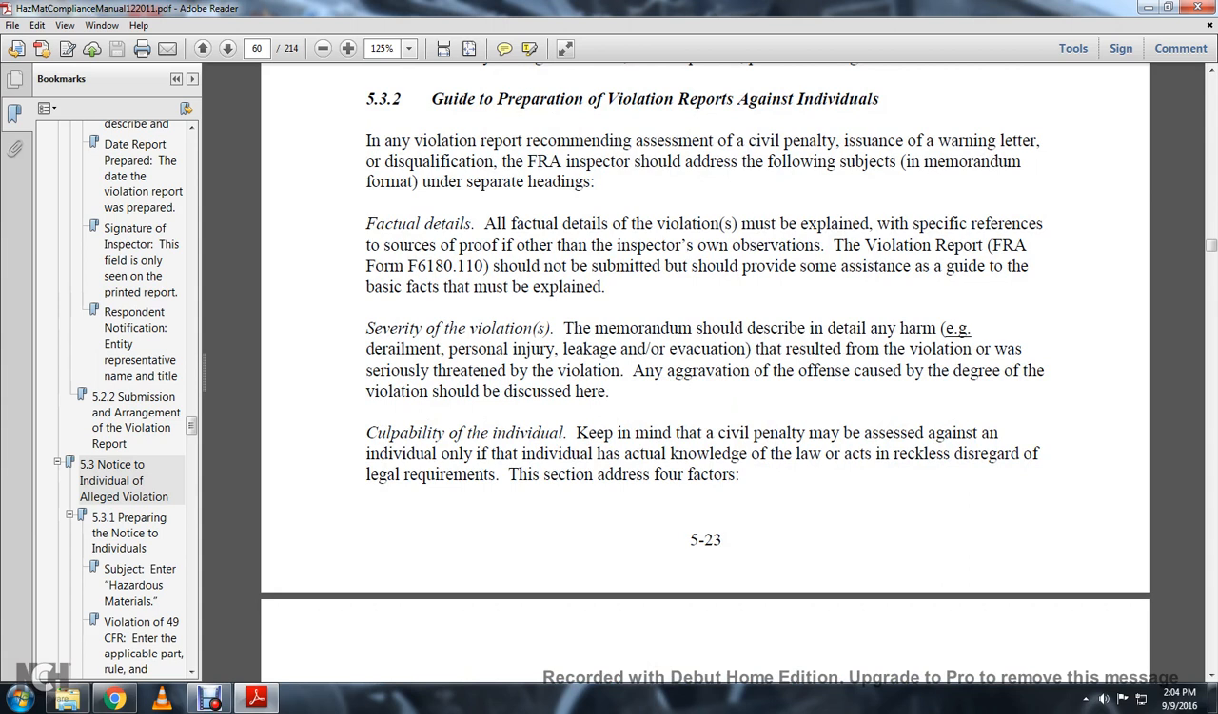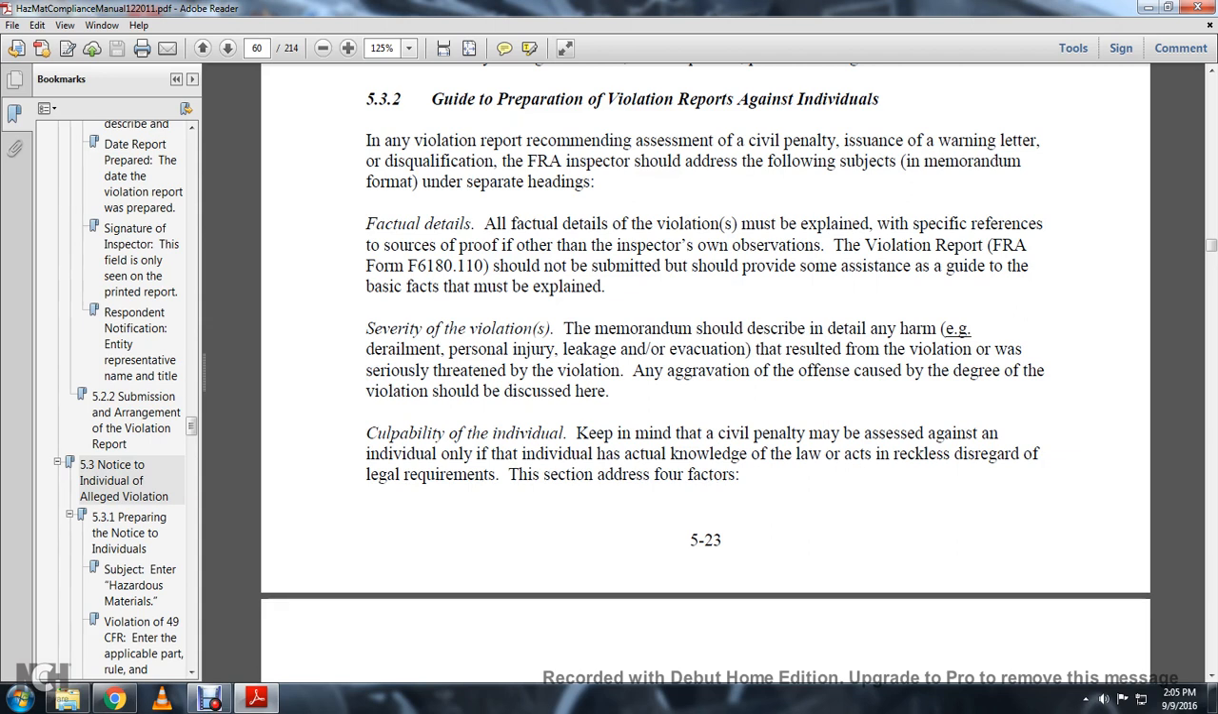If the violation recommendation is for a civil penalty, a warning, or a disqualification, the FRA inspector should address the following subjects in memorandum format under separate headings. Factual detail: the factual detail of the violation must be explained with specific reference to the source of the proof, including the inspector's own observation. Form 6180-110 should not be submitted but should be used as assistance to guide the basic facts that must be explained.